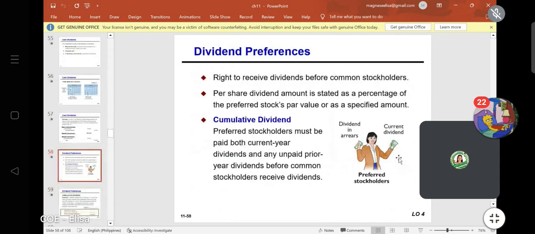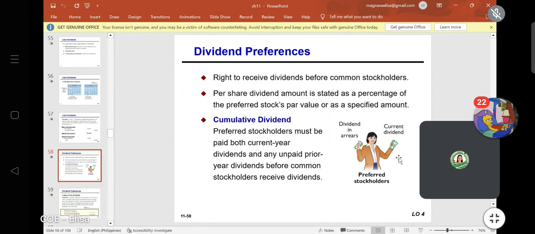Now, dividends are for common stockholders and preferred stockholders. Preferred stockholders have preference, they have priority. Now, the preferred stockholders may be cumulative or non-cumulative. So what is cumulative? For example, cumulative dividend, what is that?